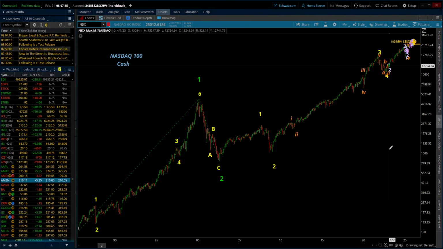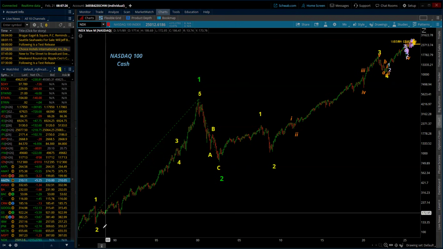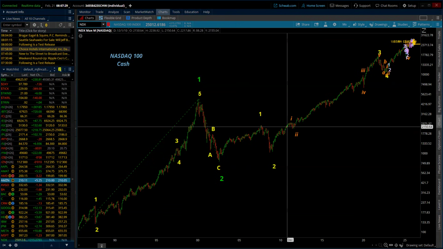I'm here on my maximum monthly chart of the NASDAQ, but what you might notice first is that I've removed all of my indicators, which are basically the moving averages and an RSI on the bottom. This leaves us in a position where we get to see just the Elliott wave pattern itself.